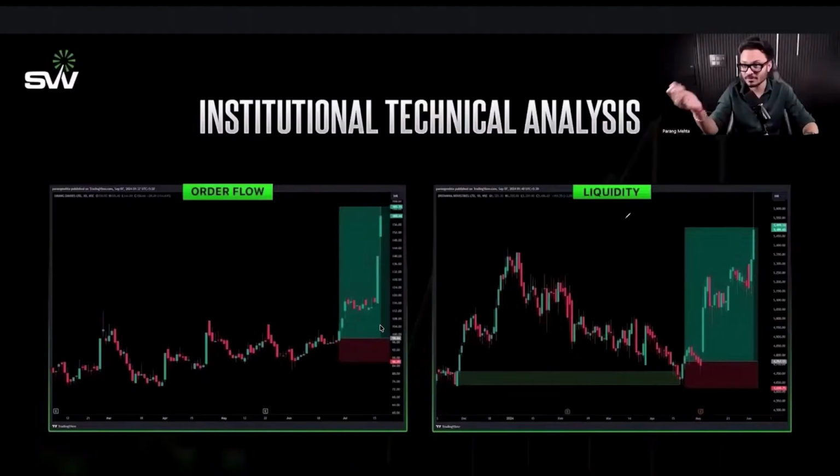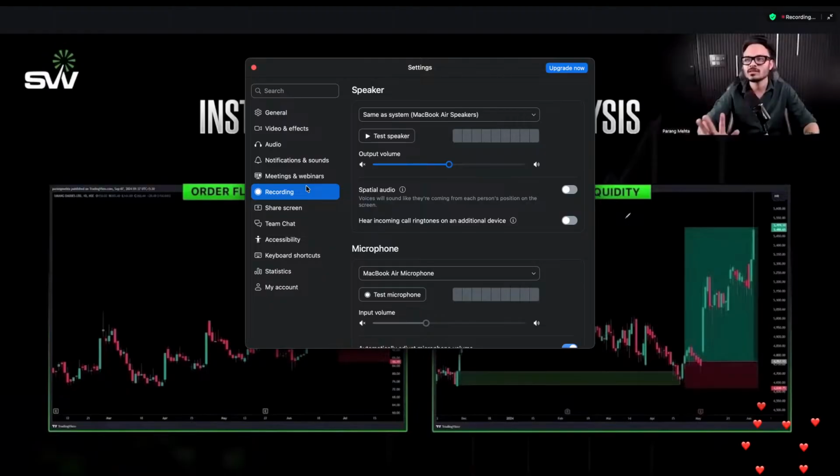So I'll repeat once again and then I'll go deep into it. Order flow is the art or the technique to understand the flow of institutional orders that are coming into the system, whether they are buy orders or sell orders. And liquidity is the price or the price range around which institutions would want to execute their orders.